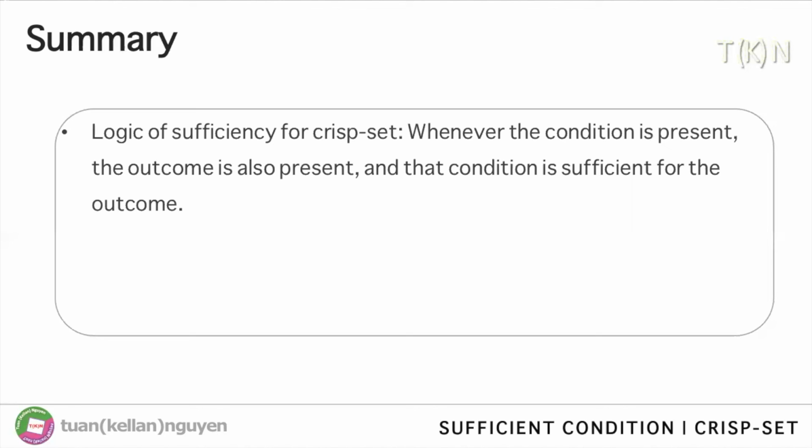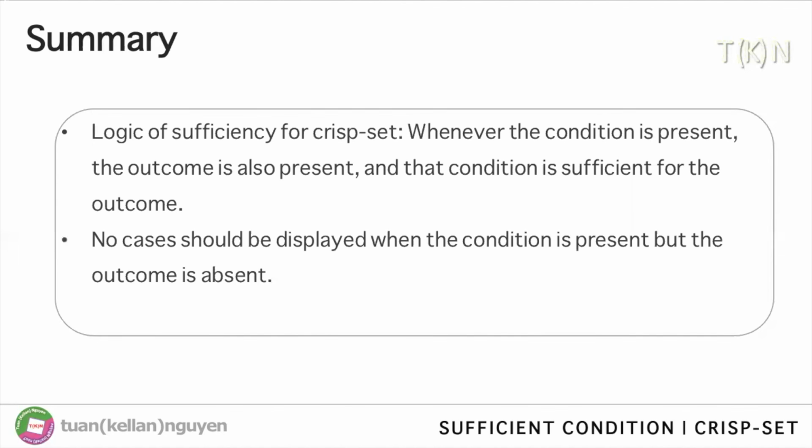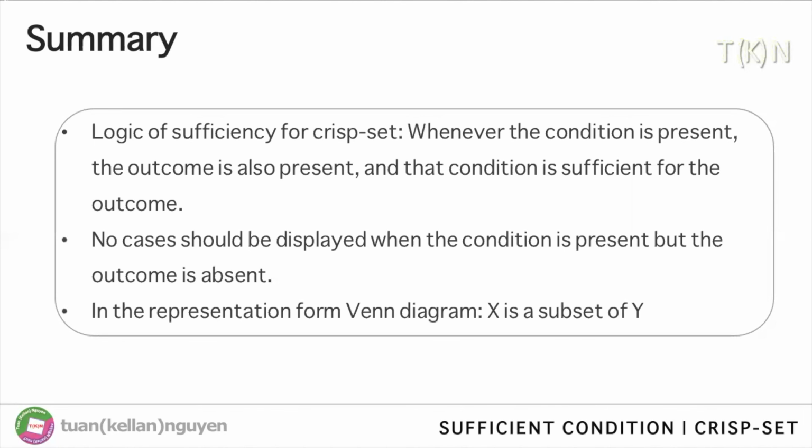We have made it through this chapter. As a final note, the logic of sufficiency for QCA is: whenever the condition is present, the outcome is also present, and that condition is sufficient for the outcome. No cases should be displayed when the condition is present but the outcome is absent. And in the Venn diagram representation, X is a subset of Y.